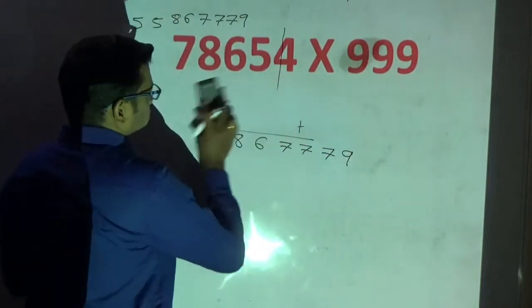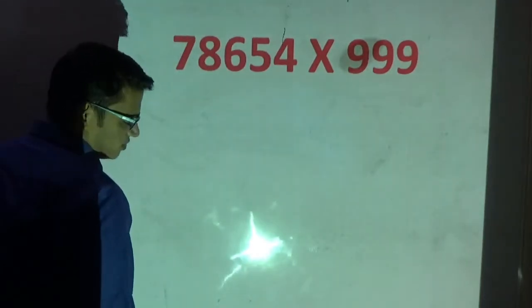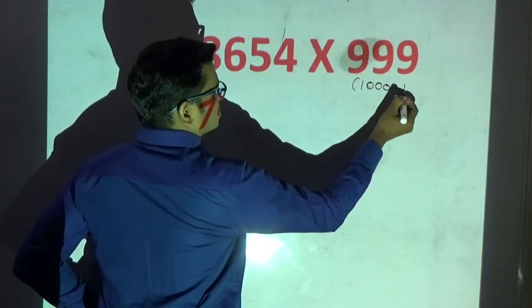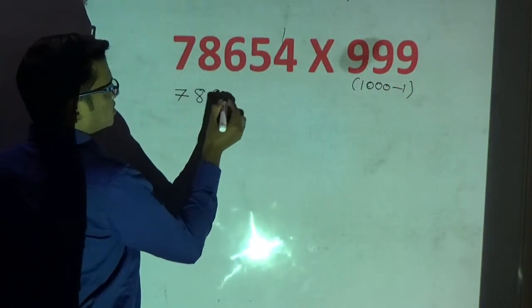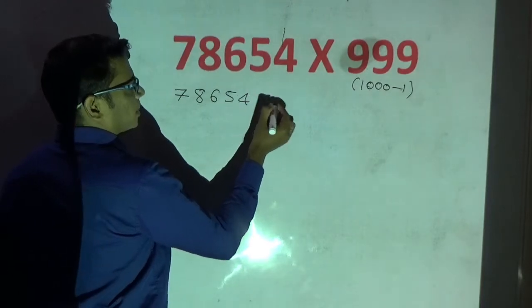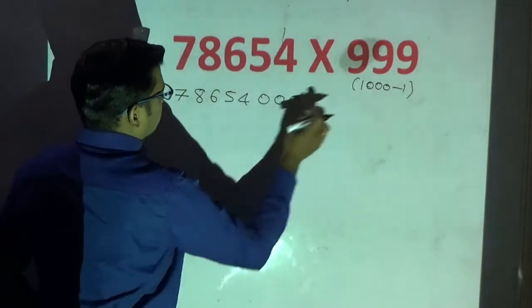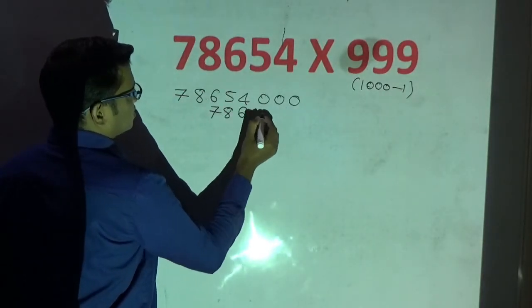Now I am going to do multiplication by 999. What do you mean by 999? 1000 minus 1. First I will apply that method. What do you mean by this? This is nothing but 1000 minus 1. First I will multiply this by 1000. 78654 followed by 3 zeros and you subtract this from 1. Okay, multiply by 1 and you subtract. Okay, this will be 7, 8, 6.